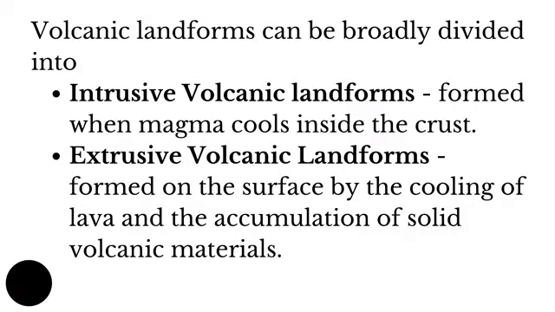Volcanic landforms can be broadly grouped into two categories: intrusive volcanic landforms and extrusive volcanic landforms. Intrusive volcanic landforms are formed when magma cools inside the Earth's crust. Extrusive volcanic landforms are formed on the surface by the cooling of lava as well as by the accumulation of solid volcanic material.